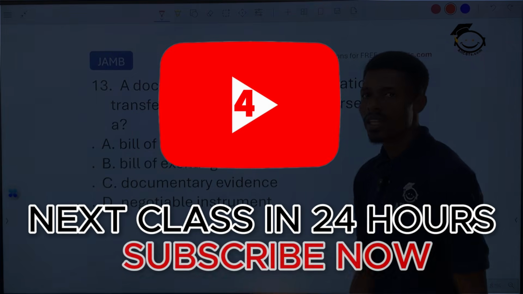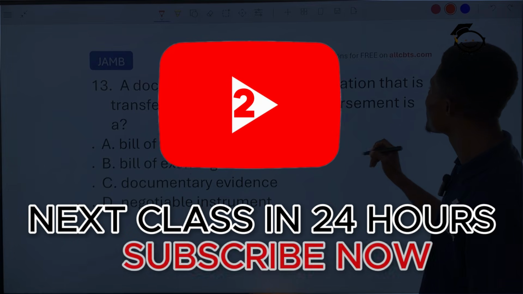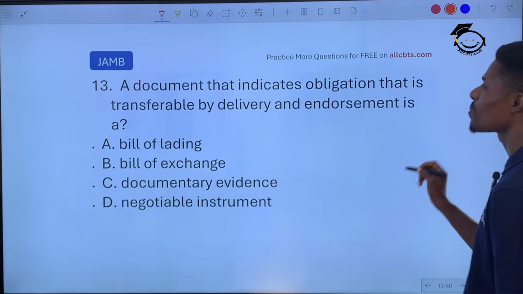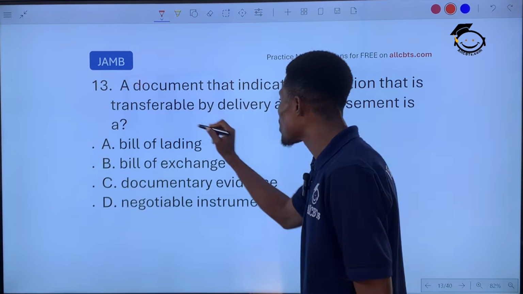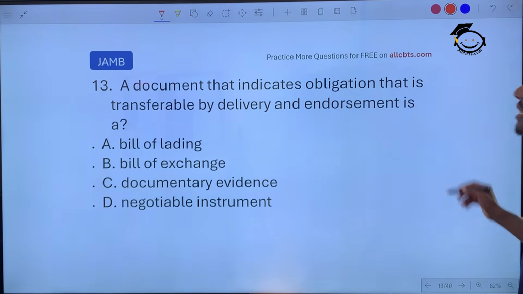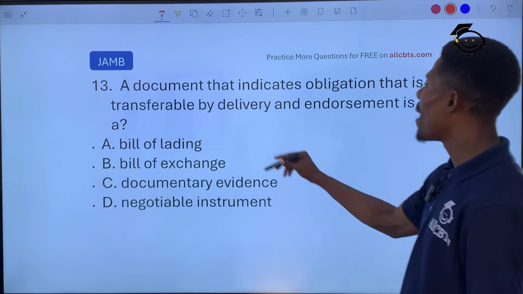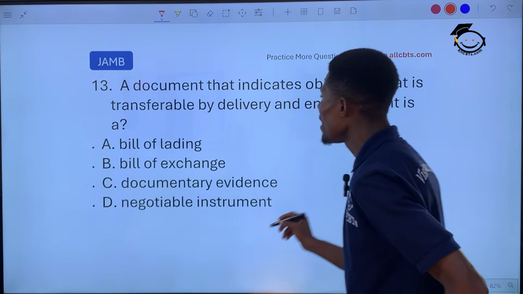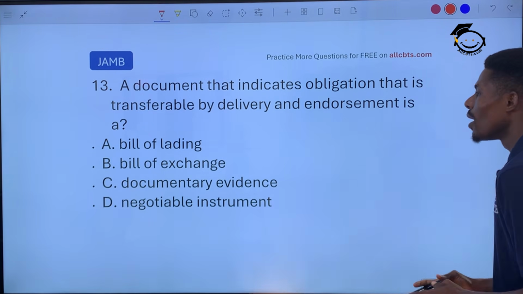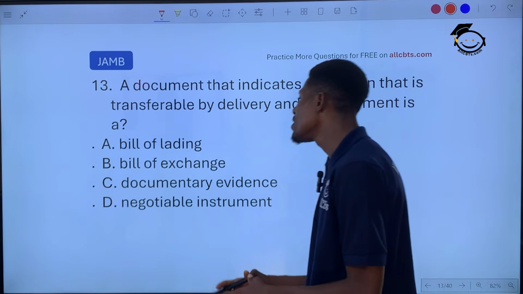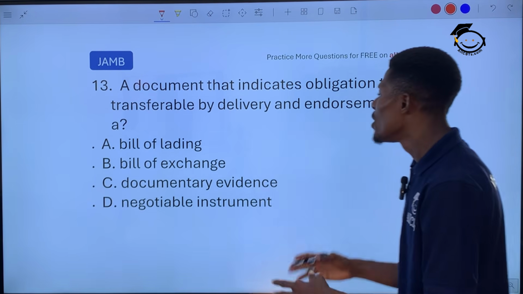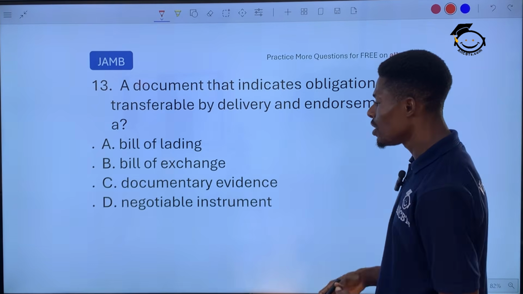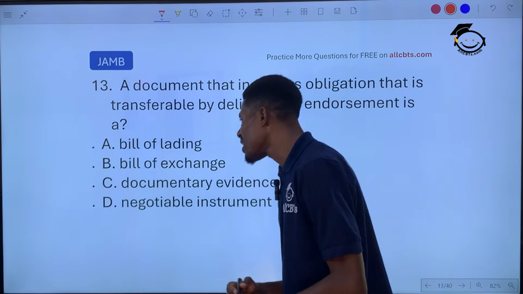Question 13. A document that indicates obligation that is transferable by delivery and endorsement is dash. A, bill of lading. B, bill of exchange. C, documentary evidence. And D, negotiable instruments. The answer is not A, the answer is not B.